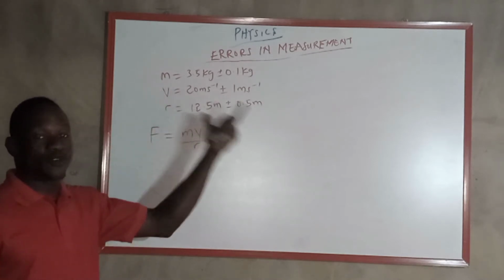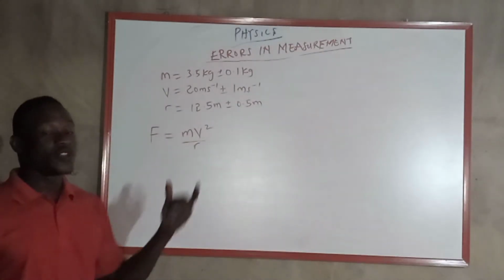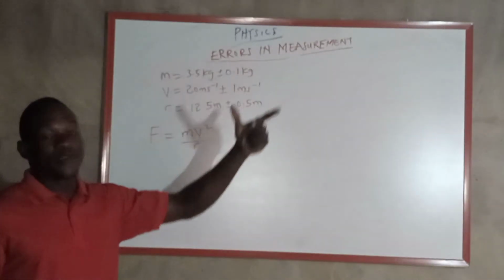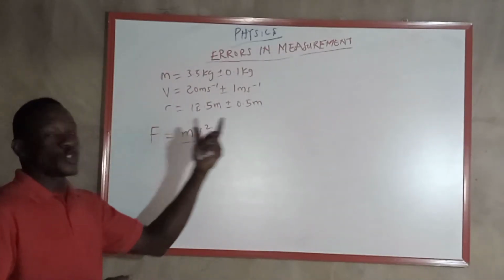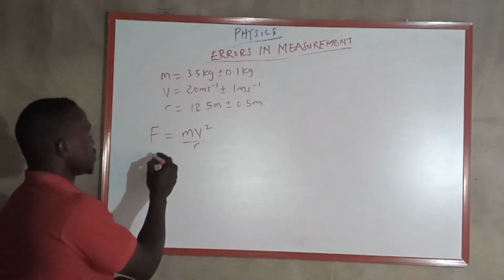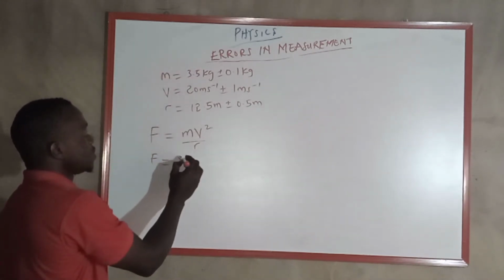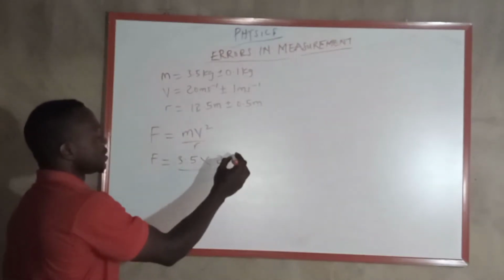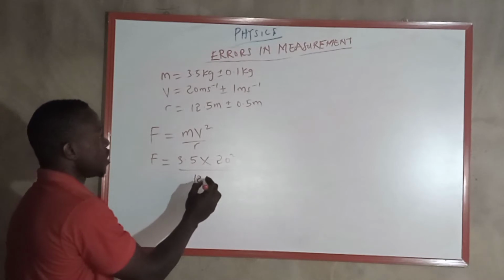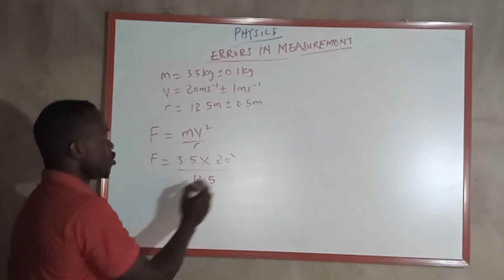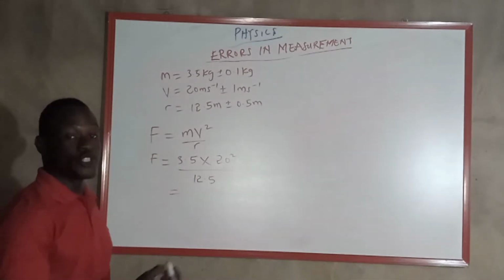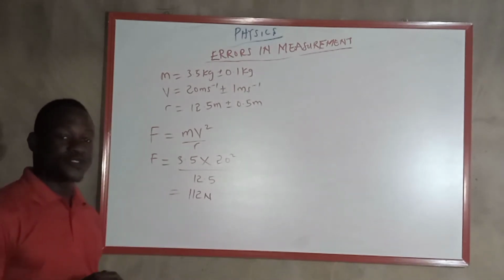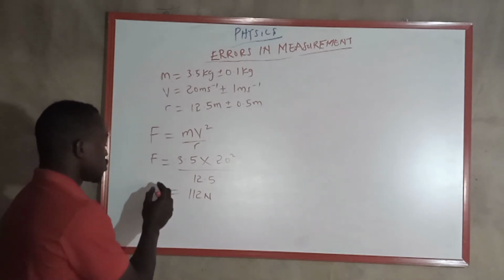So first of all, let us get the force in this particular question. The force is going to give us the average value, as we discussed in the other video, the introduction to error in measurement. So the force is equal to our mass, 3.5 kg, times our velocity, 20 squared, over our radius, 12.5 meters. So what is going to be our answer? 112 Newton. That's our average value, that's the value of our force, 112 Newton.